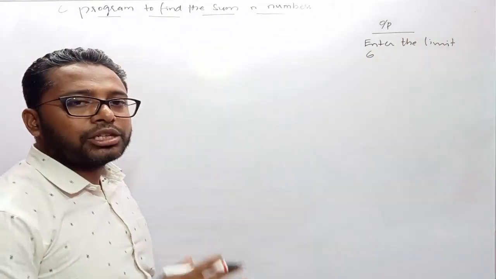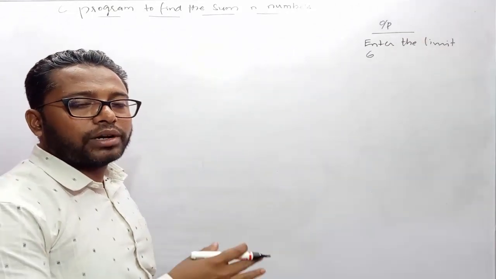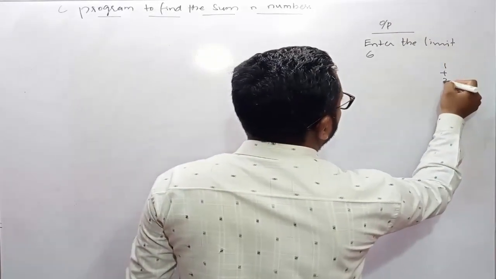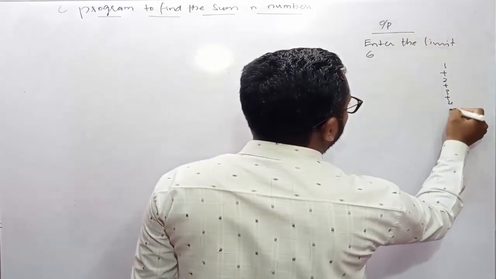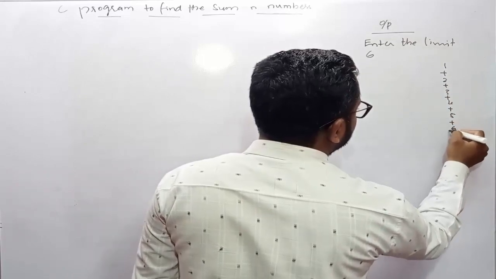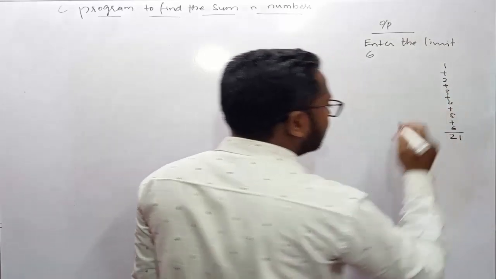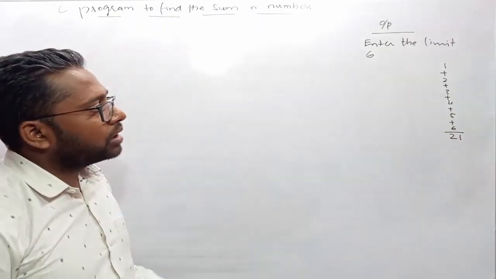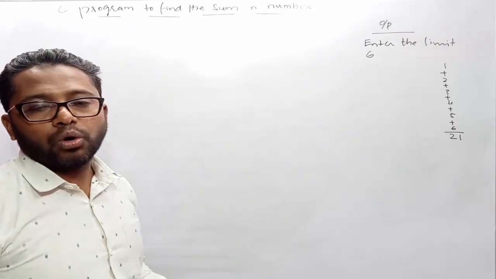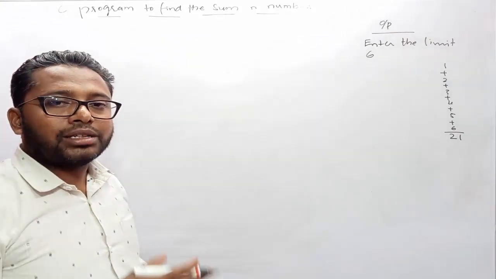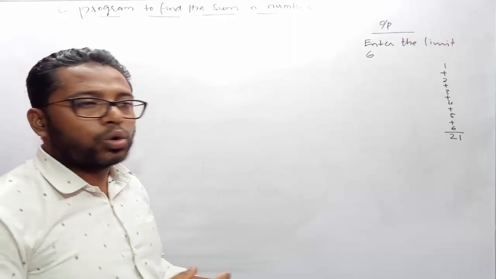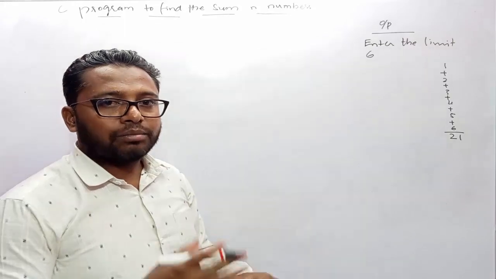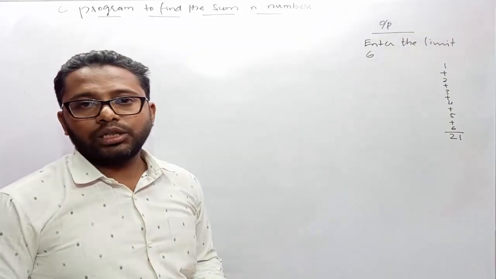Then what this program needs to do is make a sum of numbers starting from 1 to 6. It is 1 plus 2 plus 3 plus 4 plus 5 plus 6, and I should get the output as 21. So to get this output, the best option is to use a for loop. In this program we'll see how we can use a for loop to add the numbers from 1 to 6 by accepting a limit value from the user.